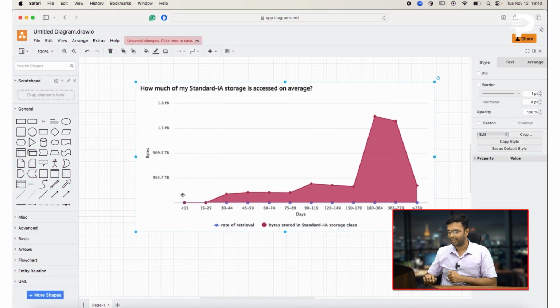Their policies move new files to the appropriate storage automatically as they age. So if you see, from 15 to 29 days going forward, the rate of retrieval decreases, and so the storage in Standard IA increases. So these policies move new files to the appropriate storage class automatically as they age. Canva's implementation was ingenious. It was simple, yet incredibly effective.